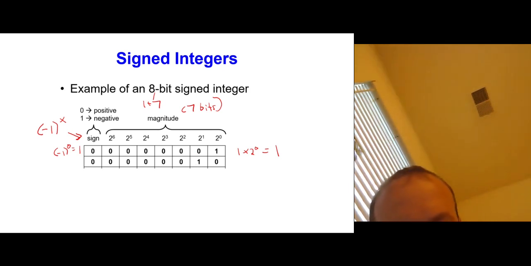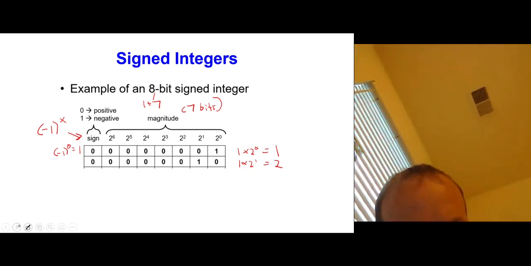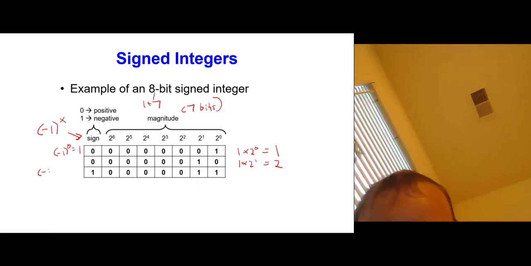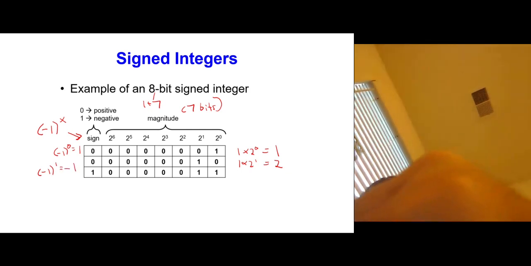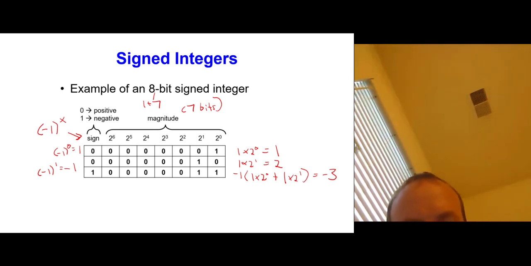Similarly, if this again has 0 in this spot, so there's a positive number again, and it's 1 in this spot, so it's 1 times 2 to the 1 equals 2. But now in this one, we have a 1 in this sign spot. So that is going to be -1 to the 1 equals -1. So that means that there's a negative number. So we've got -1 times 1 times 2 to the 0 plus 1 times 2 to the 1 equals -3. That's how we got a negative number from this.